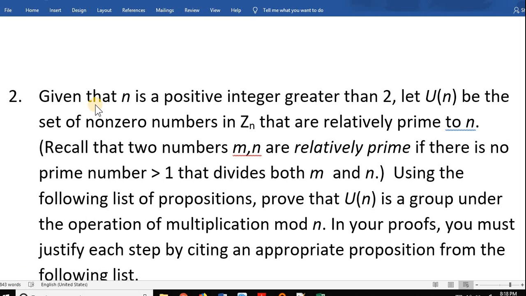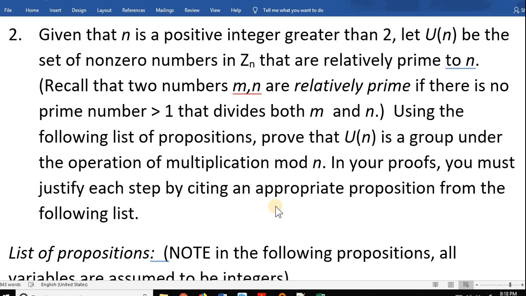Okay, let's look at number 2. Given that n is a positive integer greater than 2, let U(n) be the set of non-zero numbers in Zn that are relatively prime to n. Here's the definition of relatively prime: if there's no prime number that divides both of them. Using the following list of propositions, prove that U(n) is a group under the operation of multiplication mod n. In your proof, you must justify each step by citing an appropriate proposition from the following list.